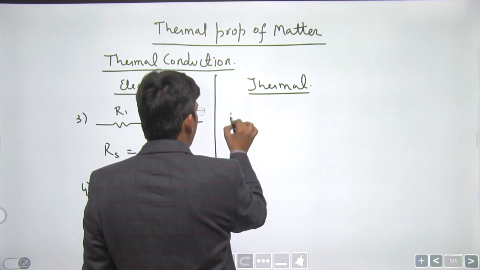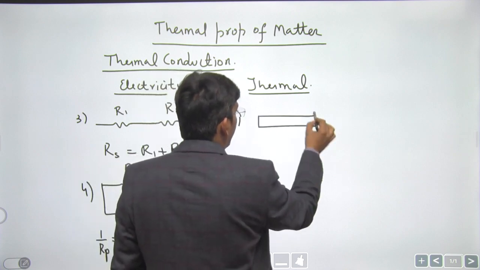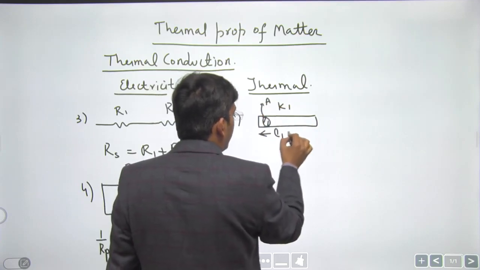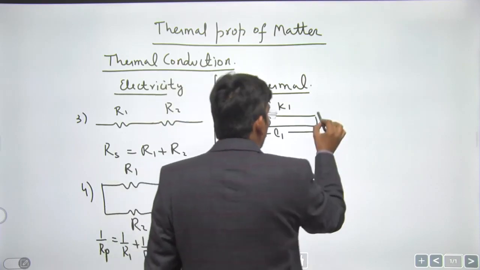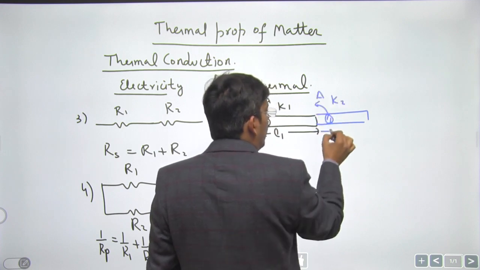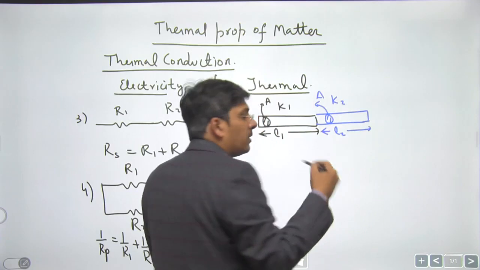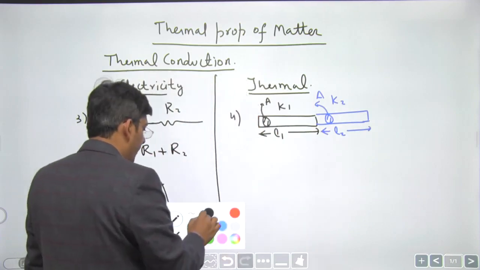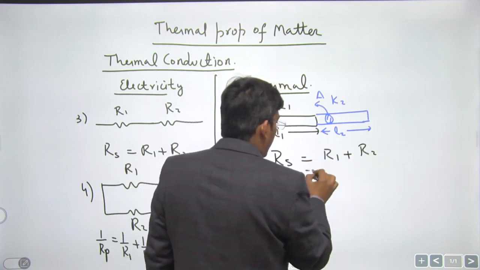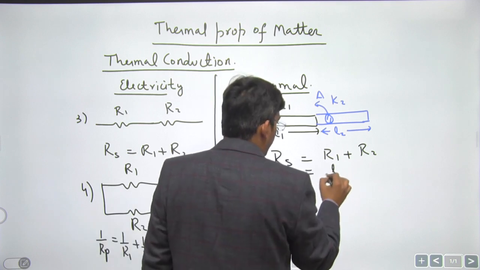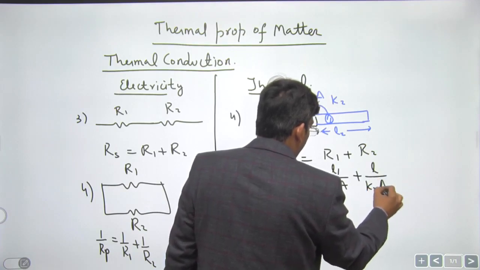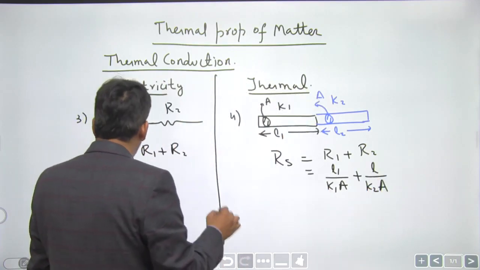Okay, see, suppose you have two conducting slabs, right? Thermal conductivity K1, area say A, length being L1, right? Another conducting slab, thermal conductivity being K2, area again A, length being L2, right? So the effective thermal resistance will be their sum. So effective thermal resistance will be R1 plus R2. You have the respective formula for electricity and for thermal. L by K1 into area plus L by K2 into area, right dear students? Similarly, you will have the things for parallel grouping.